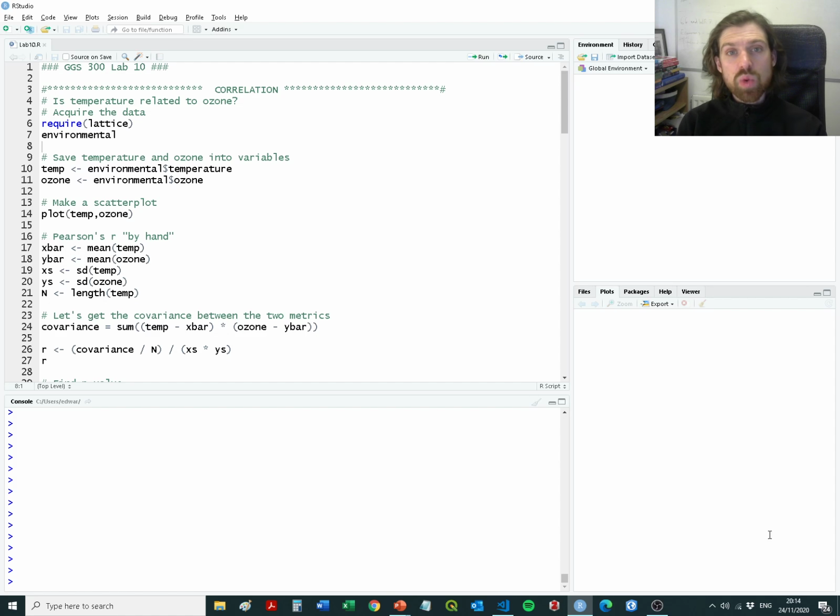Today we're going to be working on the 10th laboratory for what is almost one of the last for GGS 300, in fact, and we're going to be cementing some of those concepts that we went over within lecture 13 and also some of the previous lectures, so lecture 11 as well. Okay, so we're going to start by working on correlation today.